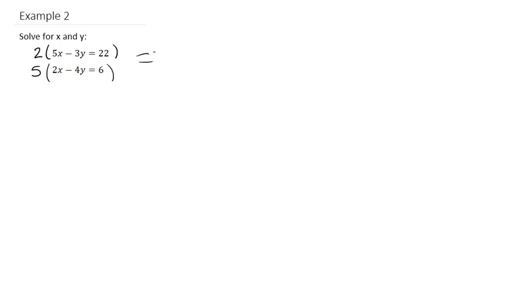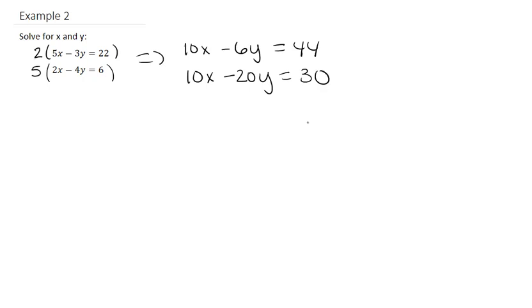So let's go ahead and multiply that out. So 2 times 5x is 10x. 2 times minus 3 is minus 6, and then it's y. And 2 times 22 is 44. Then we have 5 times 2x, so that's 10x. 5 times negative 4y is minus 20y. 5 times 6 is 30.